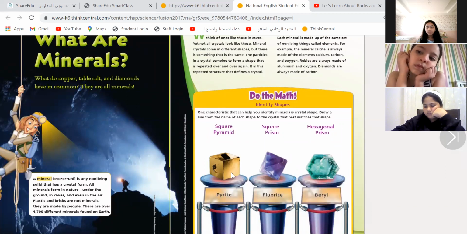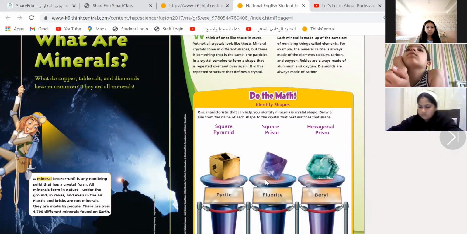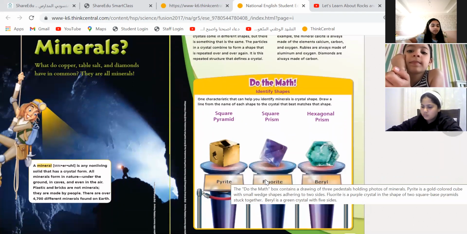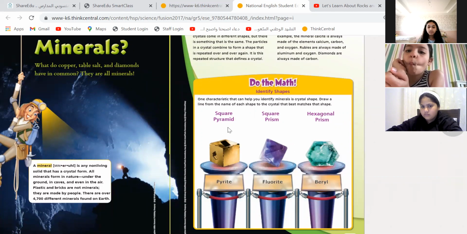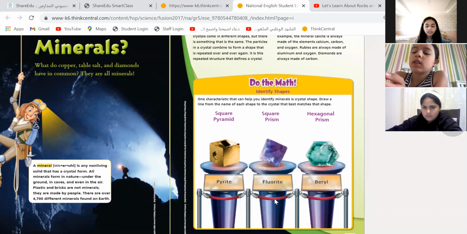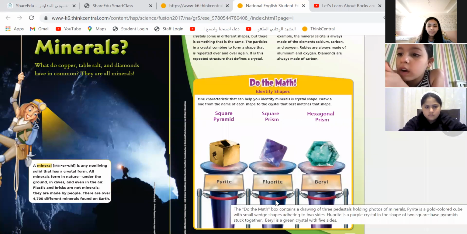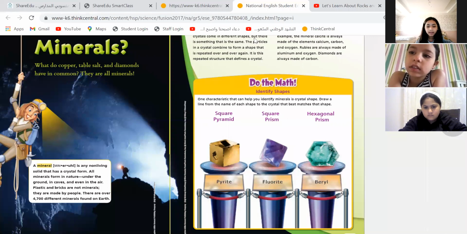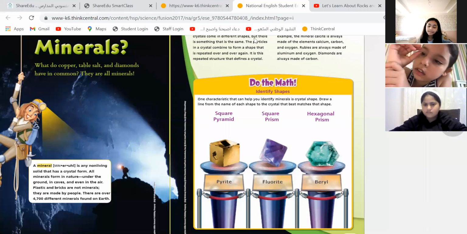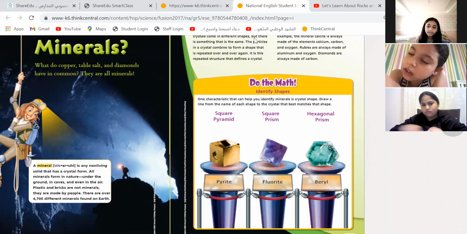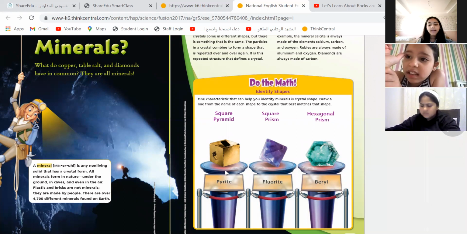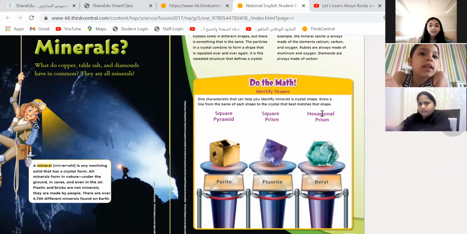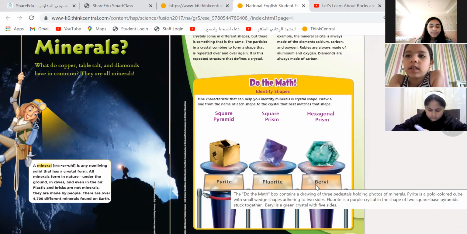Now, these are different elements over here and different shapes. I want you to match each one of them with the correct shape. Which one has a square pyramid? The fluorite. Excellent, the fluorite. Fluorite has a square pyramid. What about a square prism? It's like the pyrite. Pyrite, excellent. The pyrite, very good. And a hexagonal prism is a barrel.